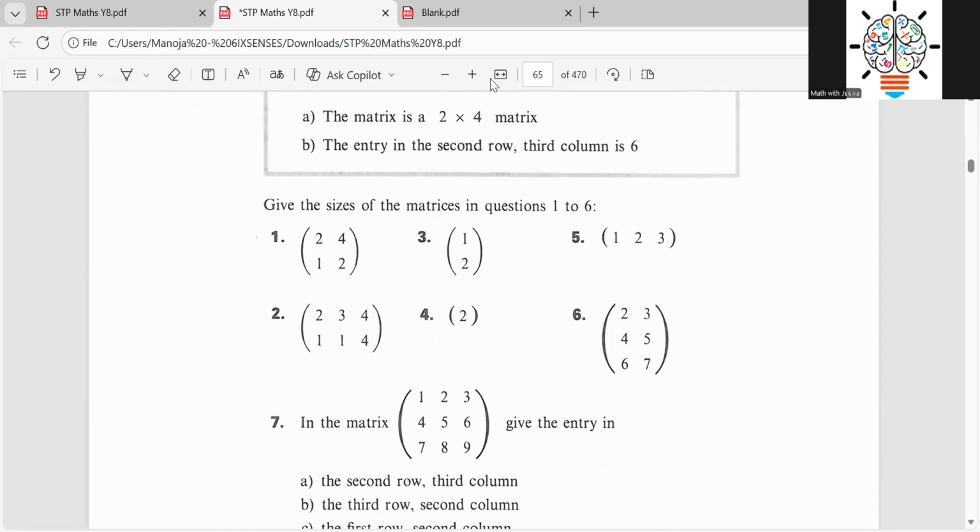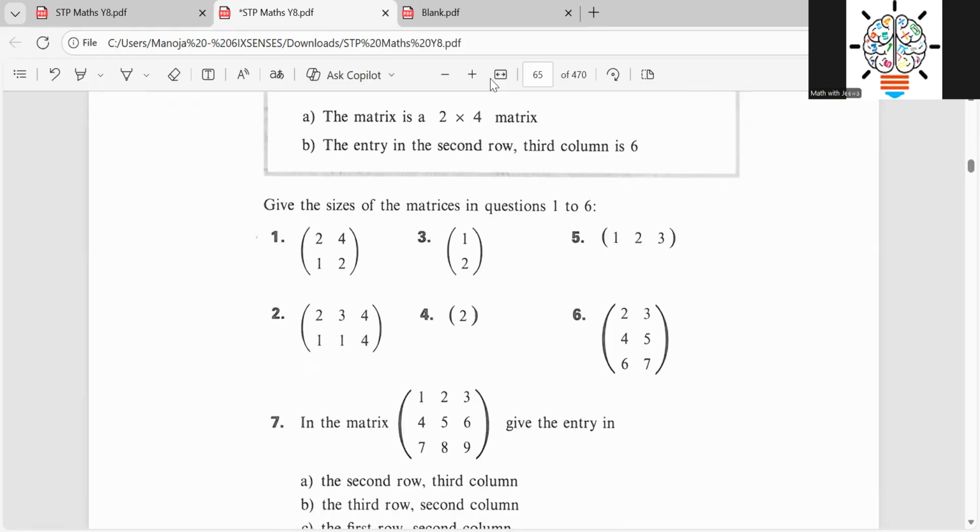Question number 1. The matrix is a 2 into 2 matrix. Then the question number 2, the matrix is a 2 into 3 matrix. Question number 3, the matrix is a 2 into 1 because we have only one column. And then question number 4, you can see one row and one column. So then you write the matrix is a 1 into 1 matrix.